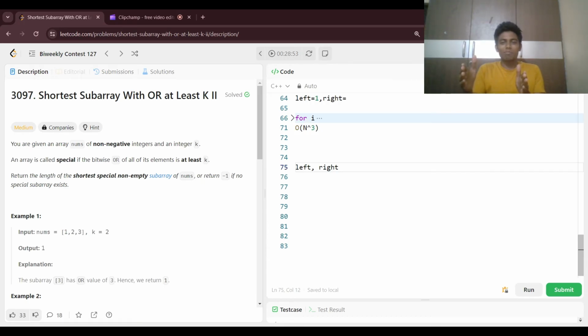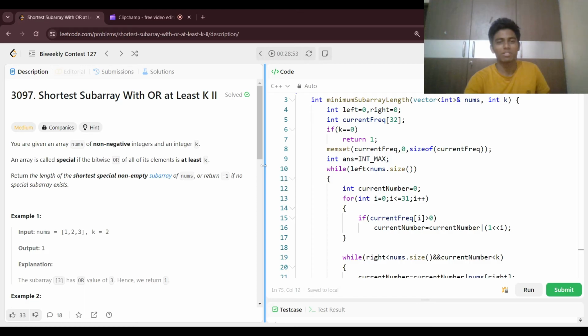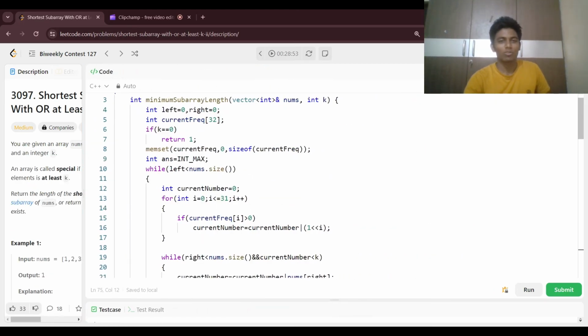And then suppose if it is greater than or equal to k, then we will not be touching the right. Suppose if it is less than k, then we will try to increment the right, and then we are going to store the smallest length of the shortest special non-empty subarray. So let us go through the code.